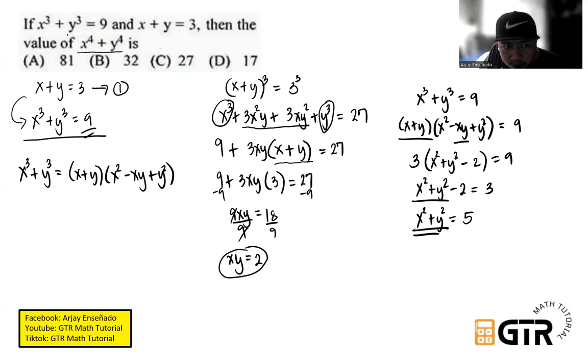So now, we can solve x to the fourth plus y to the fourth by raising both sides of this equation, x plus y equals 3, to the fourth power. So we have (x plus y) to the fourth power equals 3 to the fourth power. So by Pascal's triangle, we can easily solve this.